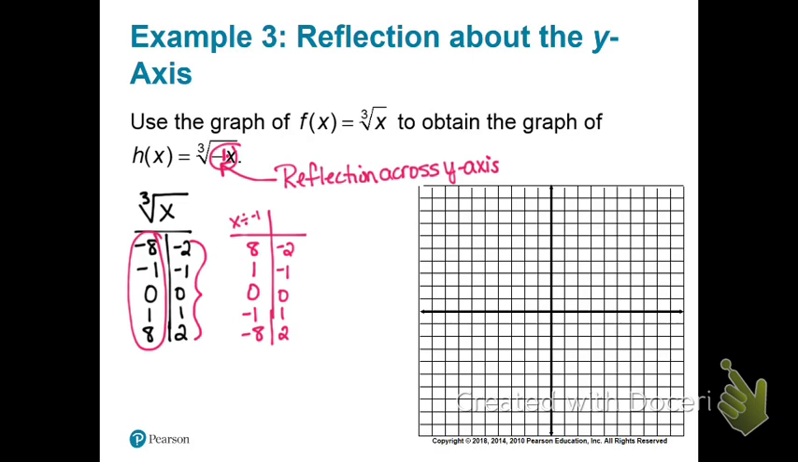Alright, so I'm going to graph my original function. And then I'm going to graph, sorry, my new function.